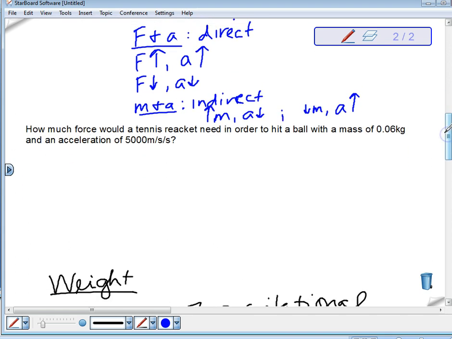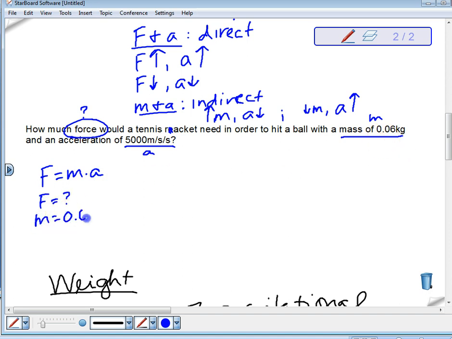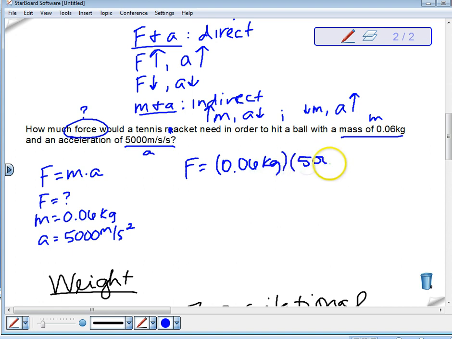So let's use this equation to help us work out this problem. How much force, that tells me I'm looking for force, would a tennis racket need in order to hit a ball with a mass of 0.06 kilograms and an acceleration of 5,000 meters per second squared? So I know I'm going to use force equals mass times acceleration, where my force is what I'm looking for. My mass is 0.06 kilograms, and my acceleration is 5,000 meters per second squared. So I can plug in force equals 0.06 kilograms times 5,000 meters per second squared, and I get a force of 300 newtons.